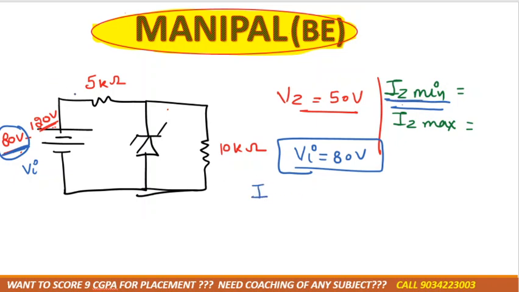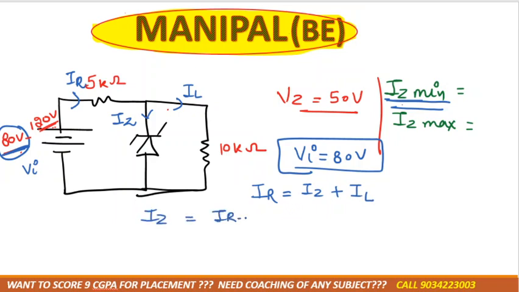So according to Kirchhoff's current law, this is IR, according to MANIPAL notation, IZ and IL. Can we say that IR would be equal to IZ plus IL, right? So from that, IZ would be equal to IR minus IL, right? For that we should know IL. IL is how much? VL by RL.